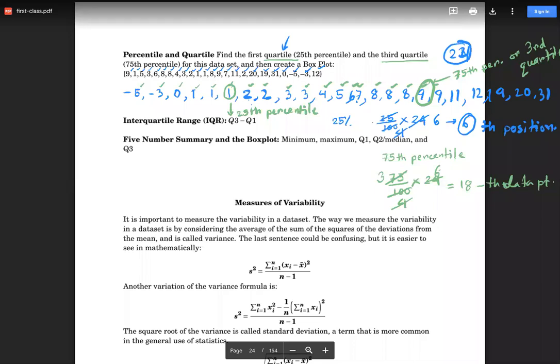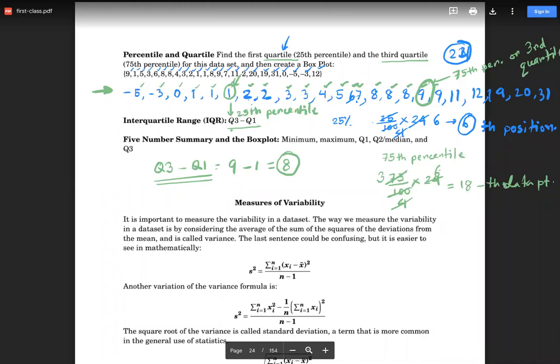Now, there is something called IQR, or interquartile range, okay? The Q3, or third quartile data point, minus the first quartile data point. So Q3 minus Q1. So third quartile data point was, in our case, 9, minus first quartile data point was 1, right? Third quartile is 75th percentile, first quartile is 25th percentile. So 9 minus 1 is 8. So IQR, or interquartile range, is 8 for this particular data set.